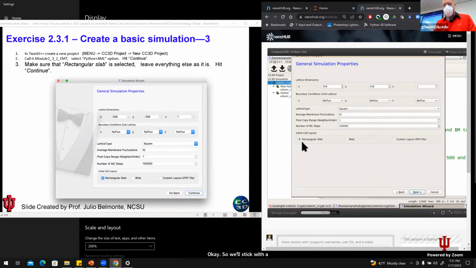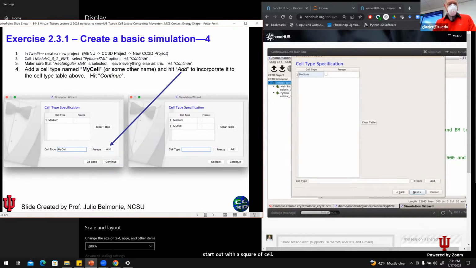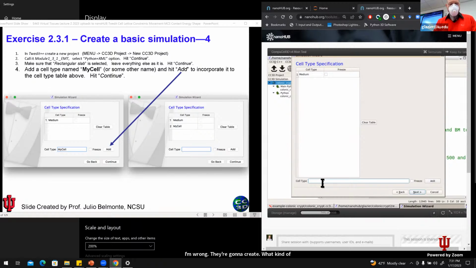We're going to start out with a square of cells, so we'll hit rectangular slab. Next. And we're only going to create one kind of cell. So we'll call it, the example here was just my cell. I don't know why he picked that. My cell. Add. So if I'm going too fast, speak up, please. Everybody try to keep up with this. So we're going to create just one kind of cell. Everybody okay with that? If people need more time, speak up.